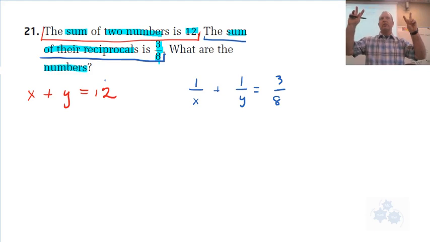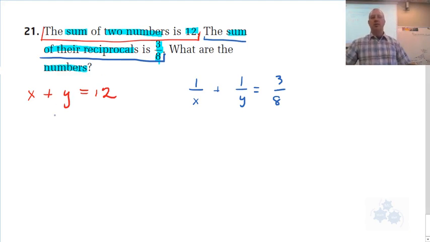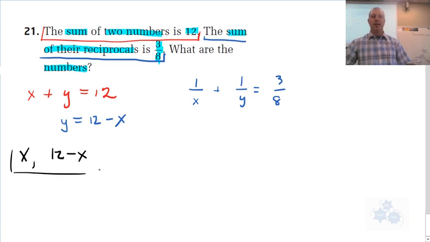If you have two equations and two variables, you can combine those into one equation with one variable only, and that's what you want to do. So this one's an easy one to rearrange. Let's rearrange this as y equals 12 minus x. So my two numbers are going to be x and 12 minus x. Okay, does that make sense?